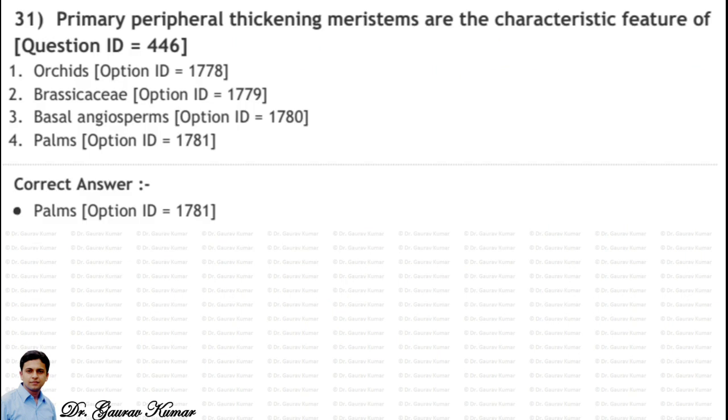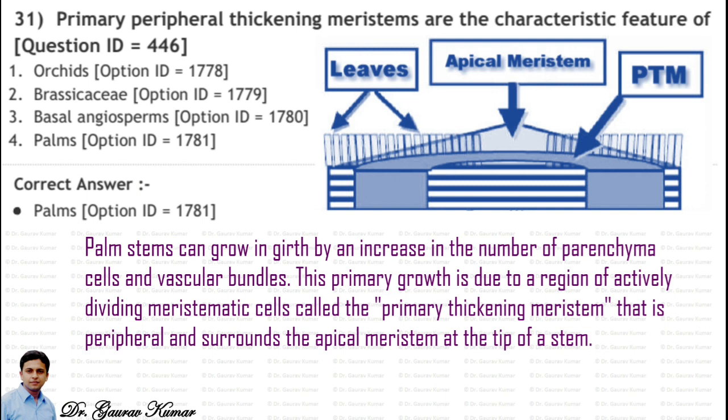So the first question of this video is question number 31. It says that the primary peripheral thickening meristem is the characteristic feature of. The answer is palms. You can see the PTM, that is the primary thickening meristem, as shown in the figure. Palm stems can grow in girth by an increase in the number of parenchyma cells and vascular bundles. This primary growth is due to a region of actively dividing meristematic cells called the primary thickening meristem, that is peripheral and surrounding the apical meristem at the tip of a stem.